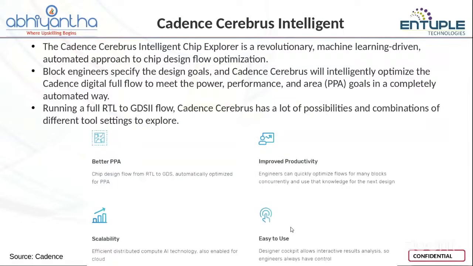And this is Cadence Cerebrus Intelligent, as I mentioned. This is our Cadence tool, Cerebrus, which has high control over the entire RTL to GDS flow. You can see here the Chip Explorer, which is revolutionary. Here we have better PPA results compared to previous ones.